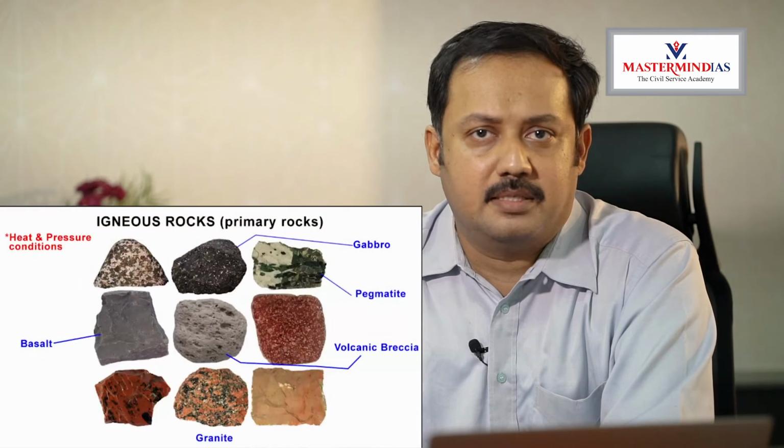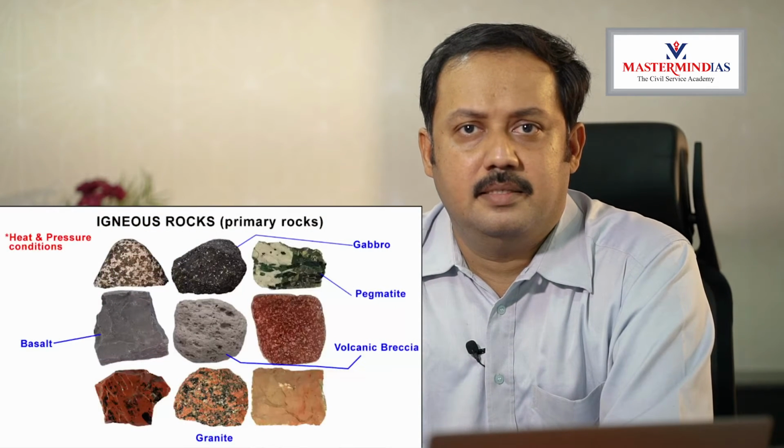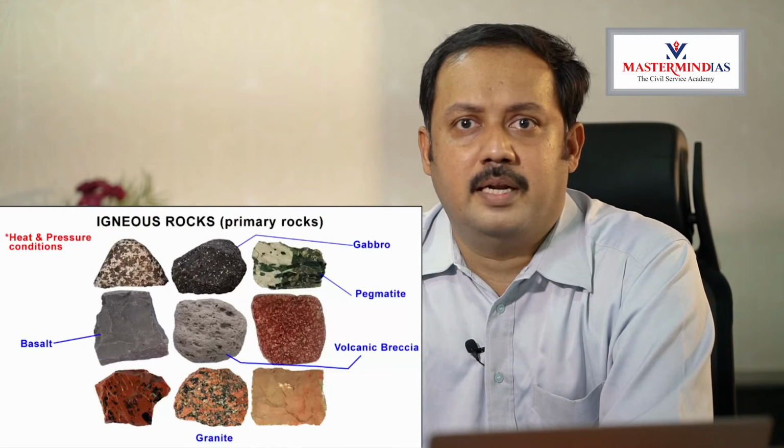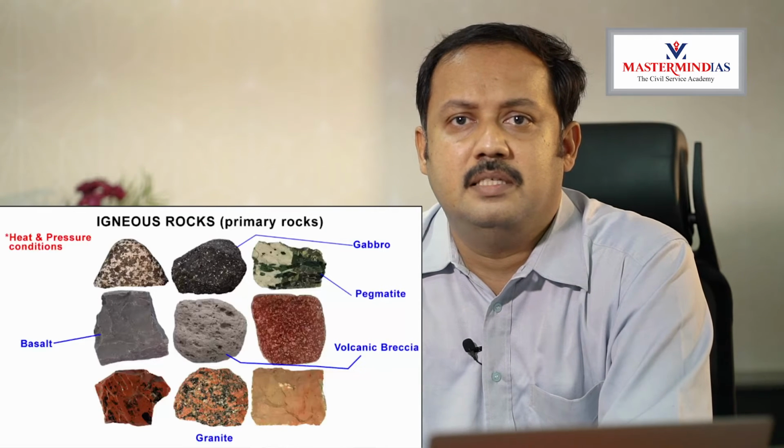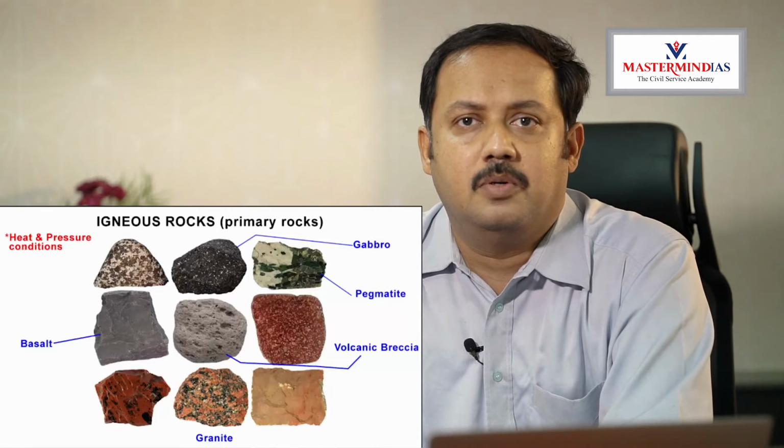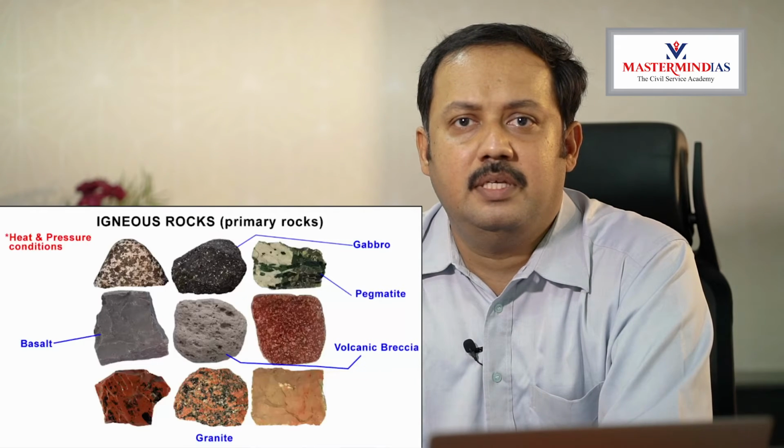I would like to highlight some examples of igneous rocks. They are basalt, granite, gabbro, volcanic breccia, tuff. So this is a general description about igneous rocks, also referred to as the primary rocks. Now let's move over to sedimentary rocks.